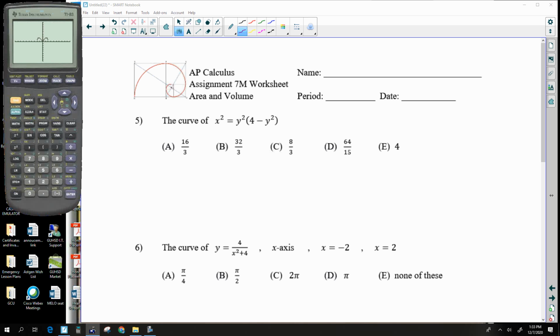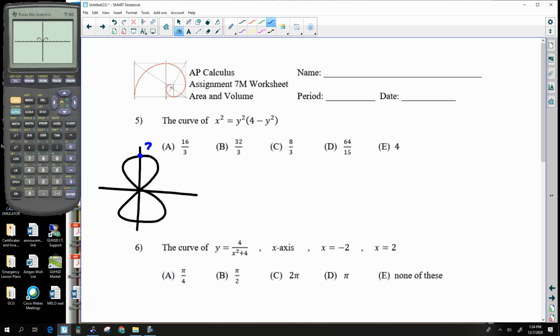Oh, this stupid problem. All right, this graph looks like this. This is what this graph looks like. This maximizes at +2, -2. This is 0.